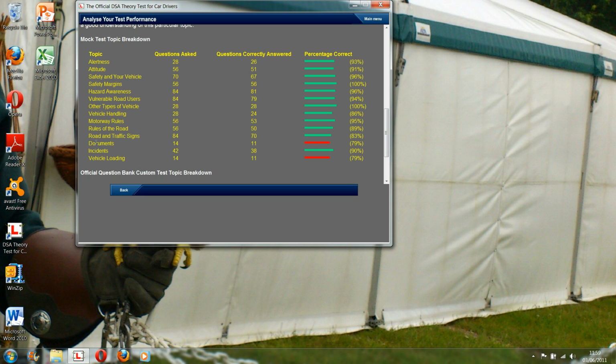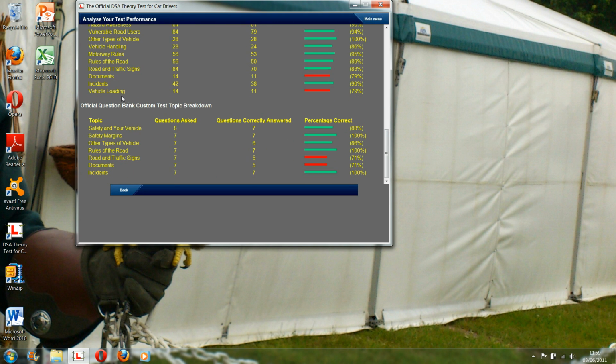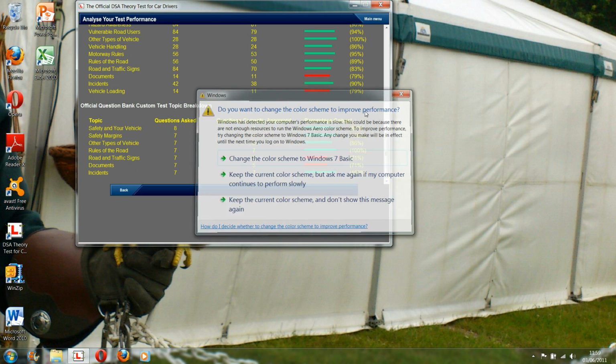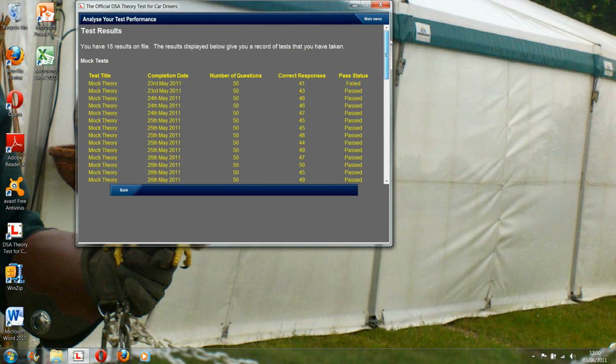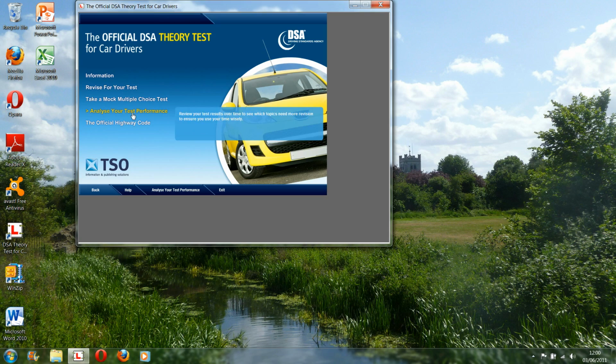So for example, I'm not very good in documents or vehicle loading. I only got 11 out of 14. So you know, you can even then say, okay, I need to do a bit more revision on documents and vehicle loading. And obviously those were full tests, and these are just the custom tests. So again, I'm not very good at documents. I'm not very good at road and traffic signs. So I need to revise a bit more on those. So yeah, it's a really good piece of software.